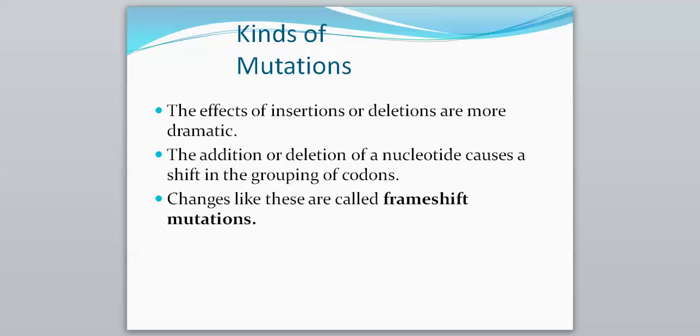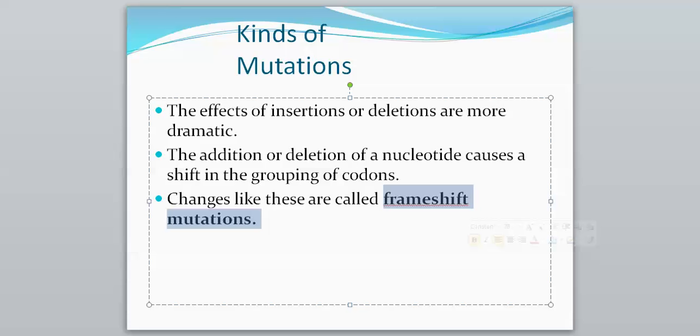However, the effects of insertions or deletions are more dramatic, because it's either putting in a whole different amino acid or taking out a whole amino acid. The addition or deletion of a nucleotide causes a shift in the grouping of codons. And so changes like these are called frame shift mutations. Frame shift mutations change the entire way that we read our protein chain, so they are a lot more problematic than a simple substitution.